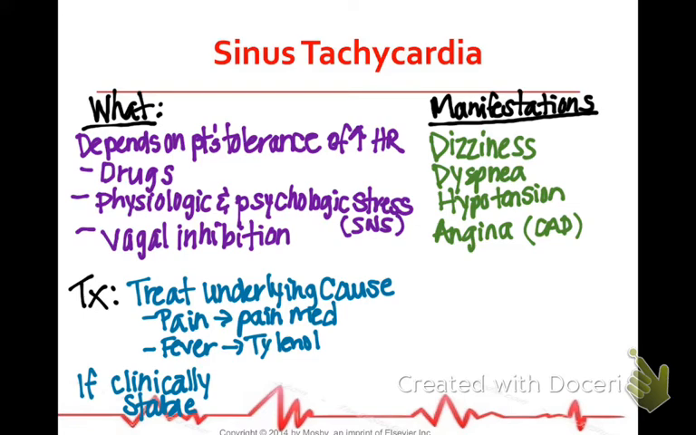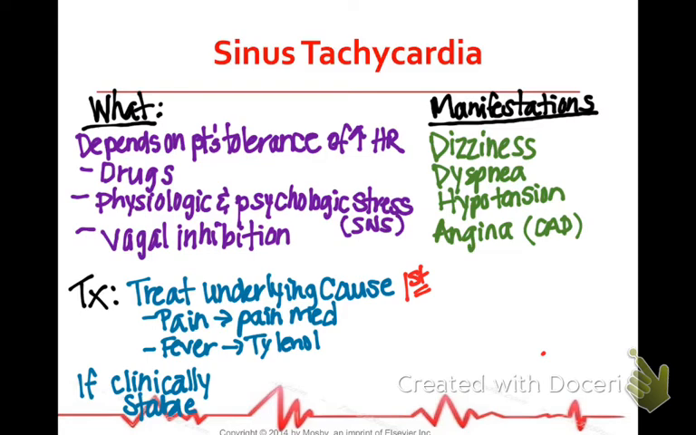That's where we're at. We're at the treatment now. So as far as the treatment, we want to treat the underlying cause. Yes? Pain. Yep, pain can cause tachycardia. So you want to treat the underlying cause. So if they're in pain, you want to give them some pain reliever. If they have a fever, you want to give them some Tylenol or bring down the fever if they're clinically stable. We might do some other things, but treat the underlying cause first.